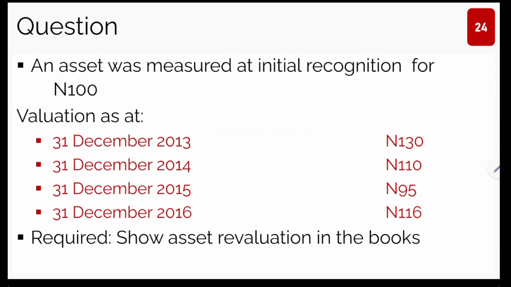So let's take an example. An asset was measured at initial recognition for 100 naira. It is valued at these different price amounts. Show the asset revaluation in the books. So how do we show how this asset will be valued in 2013, 14, 15, 16? That's what we're about to do. So let me get to the work notes so that it will be easier.